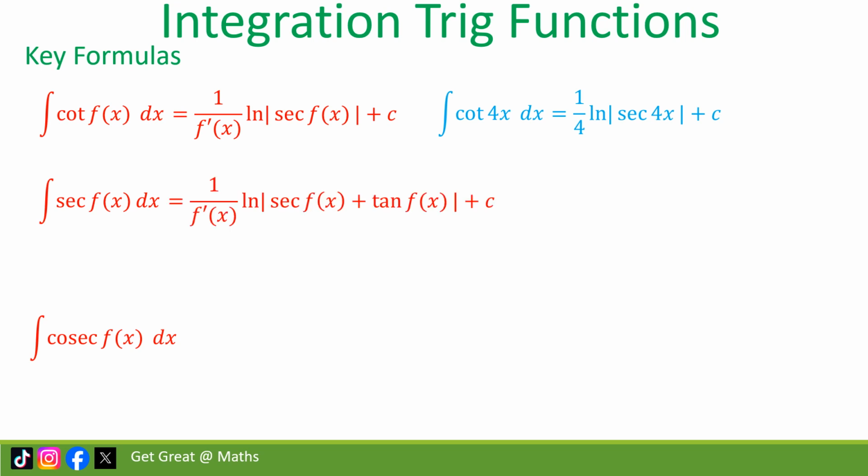Sec of f of x dx is 1 over f dashed of x ln of sec f of x plus tan f of x plus c. An example of this is sec of 5x dx.